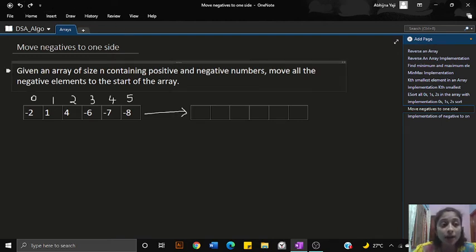Today we'll talk about how to move all the negatives to one side of the array. So what does the problem exactly say? It says that given an array of size n containing positive and negative numbers, you have to move all the negative numbers to one side of the array. Okay? So you take a pen and paper and see what's the solution for this.